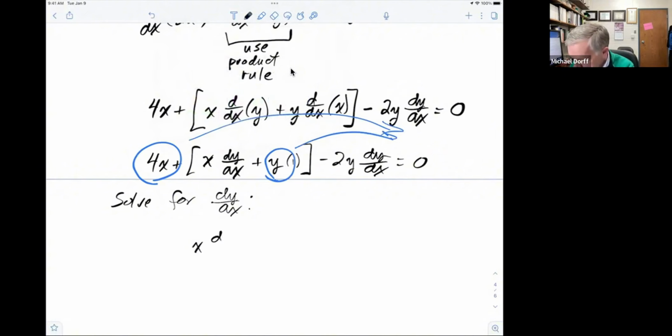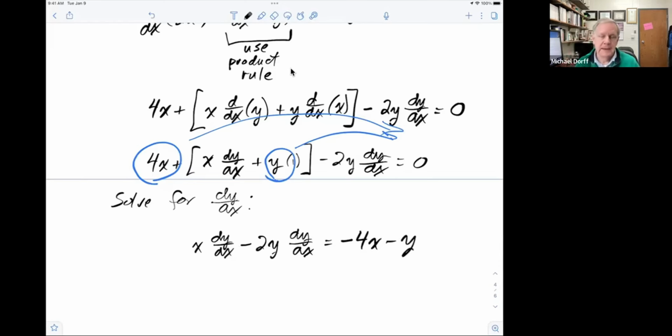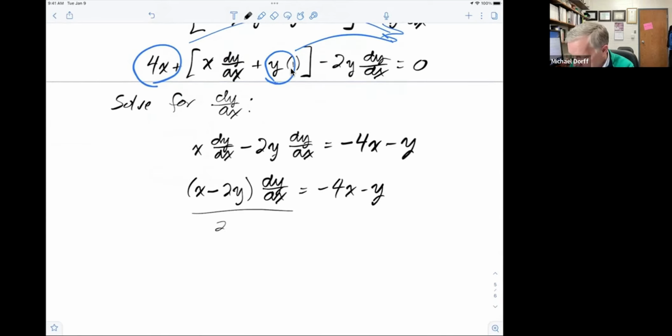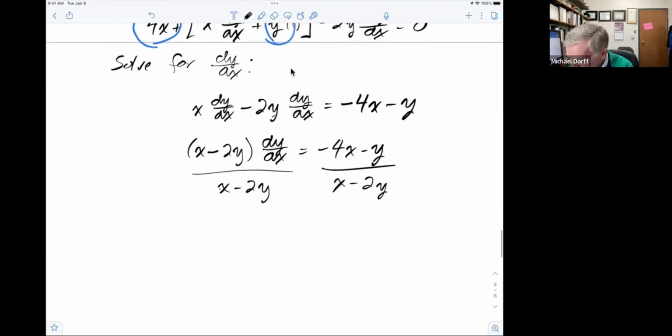And then I'm going to have an x dy/dx minus 2y dy/dx on the left-hand side. And on the right side, I'm going to have minus 4x minus y, because I've subtracted the 4x and I subtracted the y to get it from the left side to the right side. Now, to get dy/dx by itself, I want to factor out the dy/dx. So I'll have parentheses, x minus 2y, times dy/dx equals negative 4x minus y. And now I'm going to divide everything by x minus 2y. And so then you end up with dy/dx equals negative 4x minus y over x minus 2y.